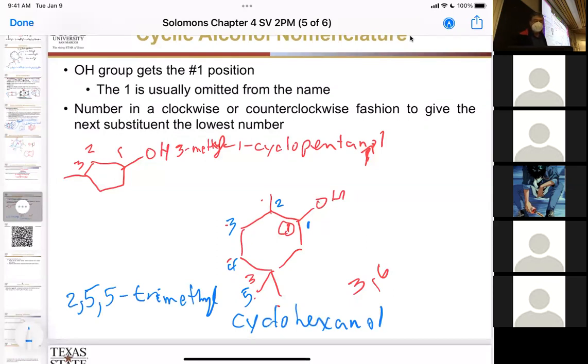Okay, and again, we could write 1-1 here, cyclohexanol. But again, the 1 is not required because it has to be that position. That only works with cyclos, by the way. So we'll only do it with cyclos.